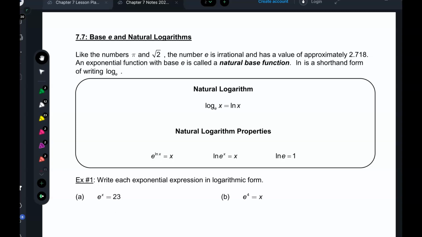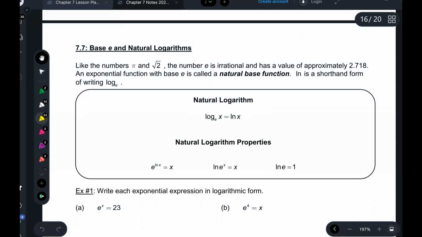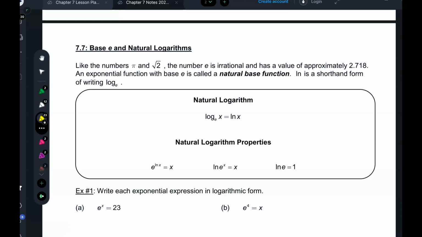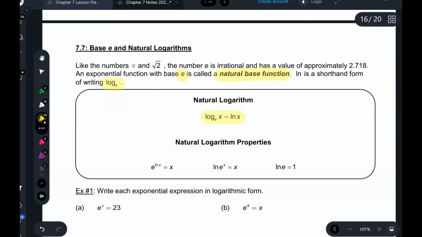Called the common logarithm. That was with a base 10. Now we are going to do base E. Okay, so we have irrational numbers like pi and square root of 2. We are going to introduce a new irrational number called E. Okay, this is called the natural base. And this is when we have a log with a base E. But we don't write it that way, okay? We write it like this, with a ln of x. So we say this is the natural log of x.